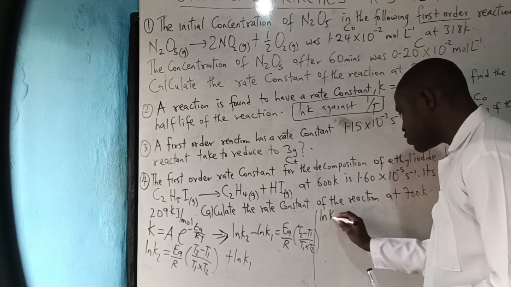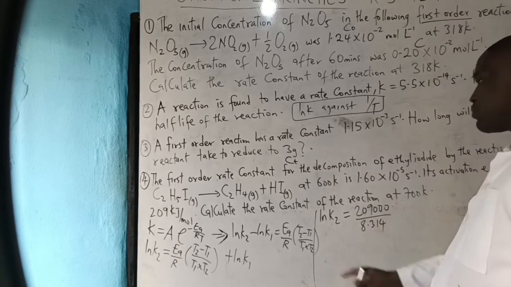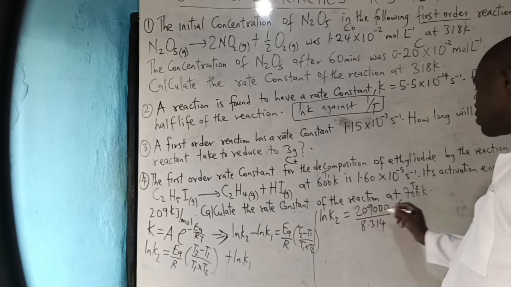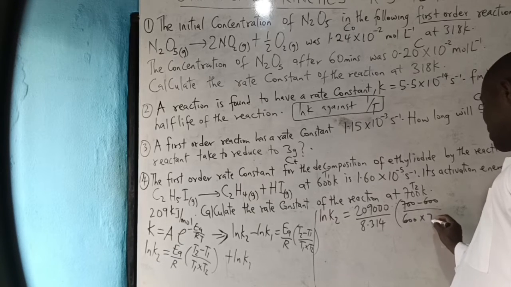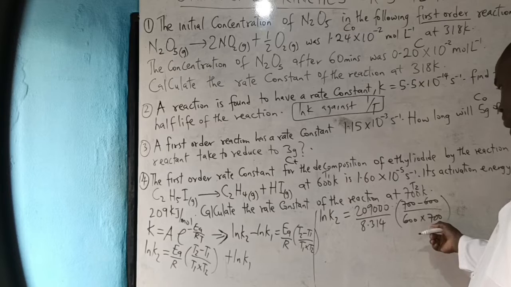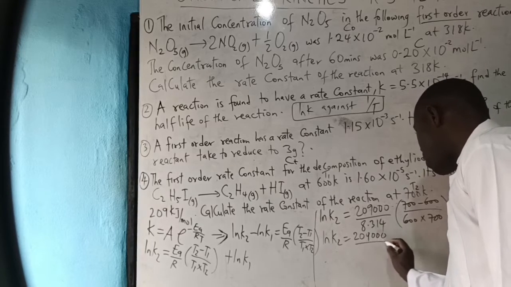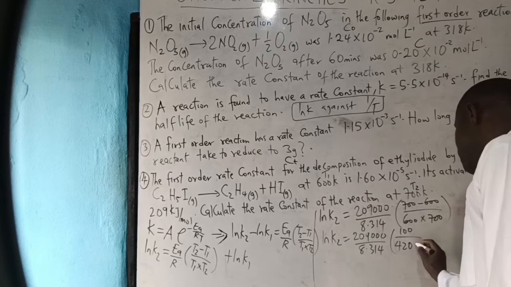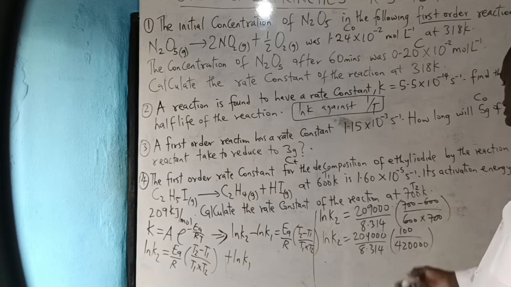So ln k2 will be equal to 209,000 all over 8.314. This R is the universal gas constant. Now, this is your final temperature, which you are looking for, and this is the initial temperature. So it says 700 minus 600 all over 600 times 700. 700 minus 600 is 100, over 420,000. So ln k2 equals 209,000 all over 8.314, bracket 100 all over 420,000. This will require you to make use of a calculator.